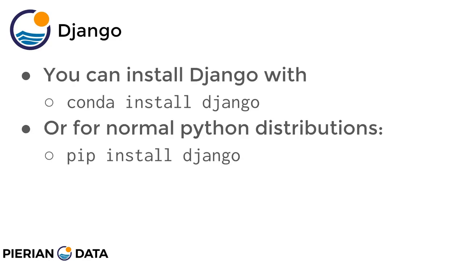In case you haven't done so already, you'll need to install Django. You can do that either with a conda install Django or, for a normal Python distribution, pip install Django. And remember, if you're using a virtual environment, you should activate the virtual environment before running any of the command line commands that we actually do throughout this section of the course.